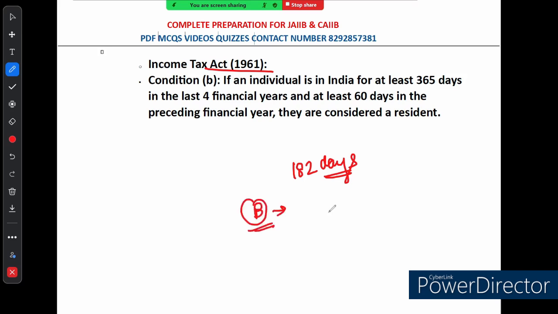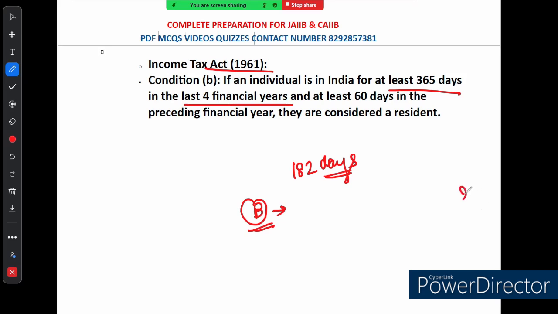You are also considered a resident if you stay in India for at least 365 days in the last 4 financial years. Try to understand. In the last 4 financial years, if you have stayed in India for at least 365 days and at least 60 days in the preceding financial year. This means that even if you have not spent a lot of time in India in one particular year, you could still be counted as resident if you meet the second criteria.